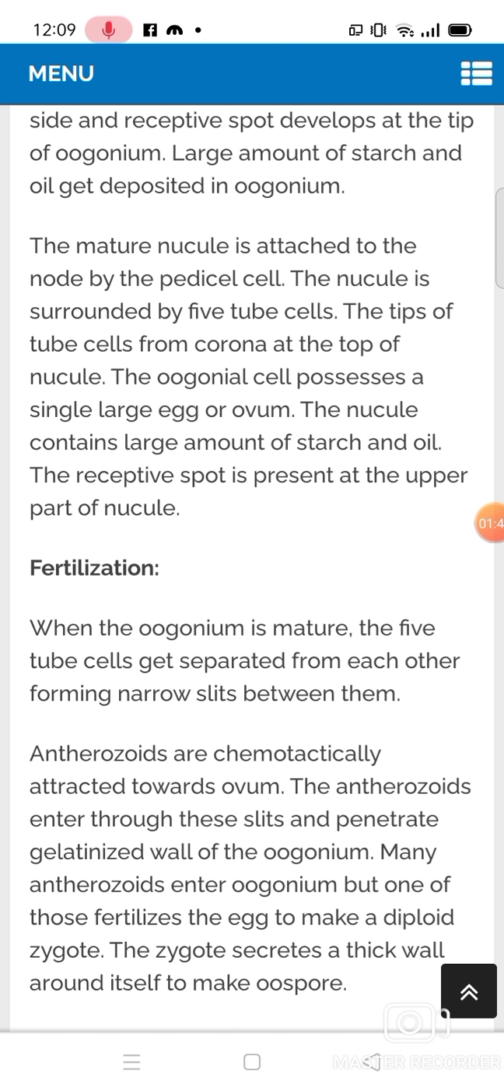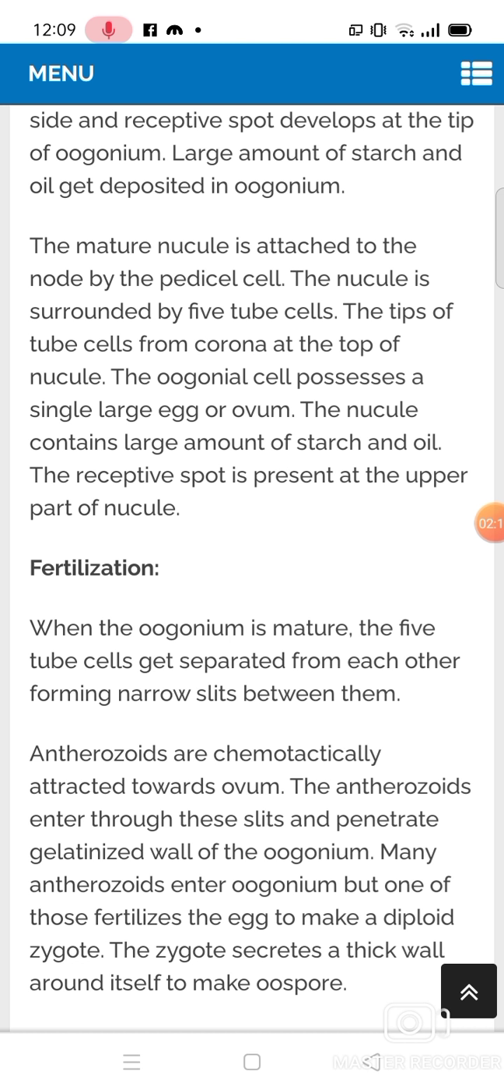The enterozoids enter through these slits. Enterozoids mean the sperms. They enter into the female reproductive organ by the slits and penetrate the gelatinized wall of the oogonium, the jelly-like wall of the oogonium.